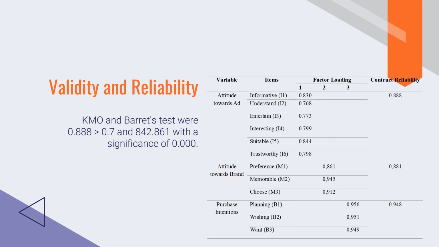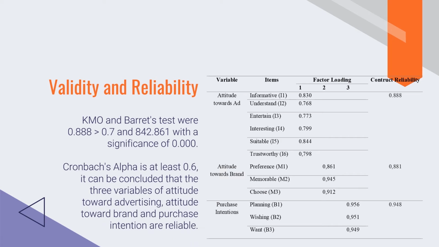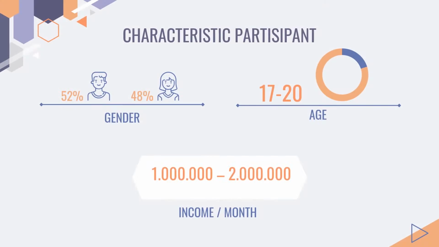Validity and reliability. It shows that the KMO and Bartlett test value is 0.88 with a significance of 0.0. The KMO value is greater than 0.7, which indicates all items are valid. Cronbach's alpha is at least 0.6. It can be concluded that the 3 variables of attitude toward advertising, attitude toward brand, and purchase intention are reliable.